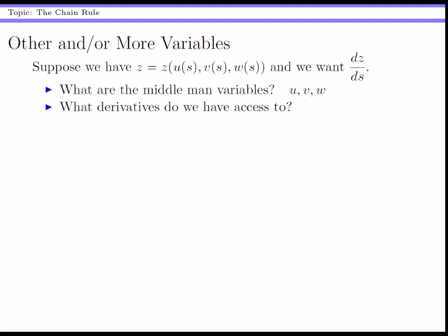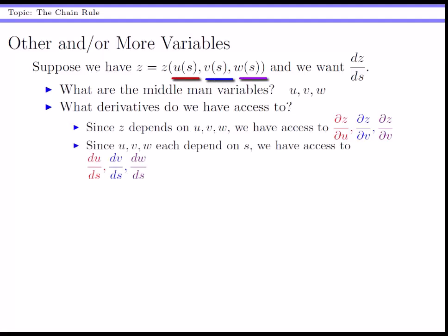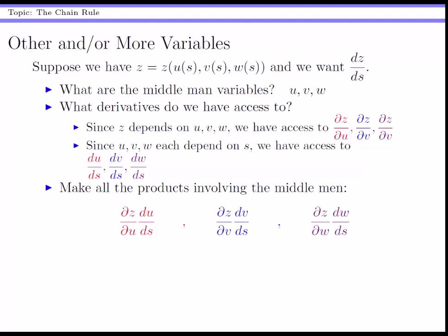What derivatives do we have access to? Well, a whole bunch. From the original functional expression that would define z in terms of u, v, and w, we're going to have three first-order partial derivatives. From the equations or the functions that relate each of u, v, and w to s, we're going to have their individual derivatives with respect to s. But now we have the information that we need.